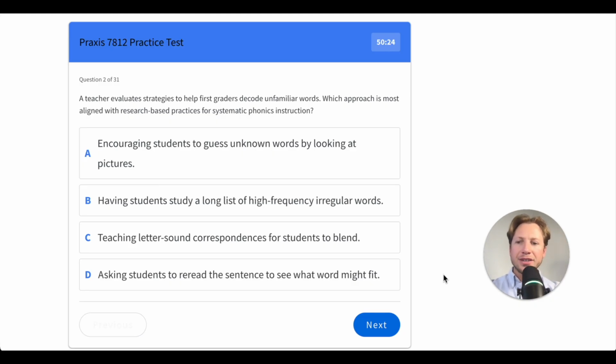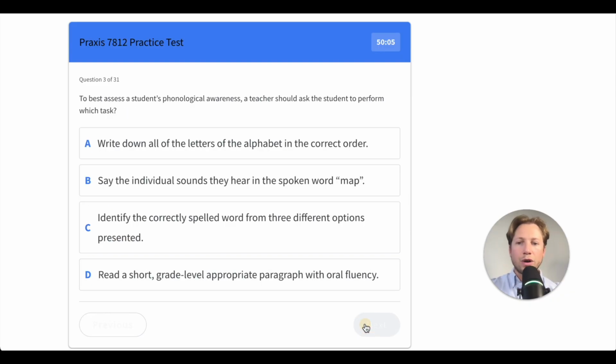All right, so as I'm reading the answer options myself, I'm thinking systematic phonics instruction. Remember, that means direct and explicit instruction, where you and I as teachers are helping the students in our classroom to connect letters with their sounds and then blend them together. So when I have a look at answer option C, I think that is definitely the right one. Let's move on to question number three. This one asks, to best assess a student's phonological awareness, a teacher should ask the student to perform which task?